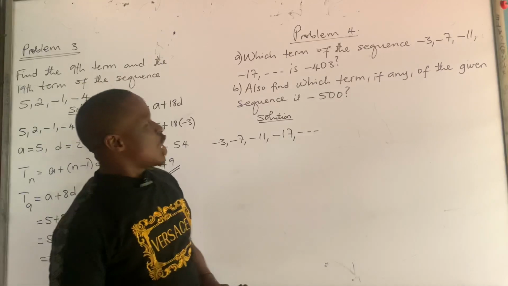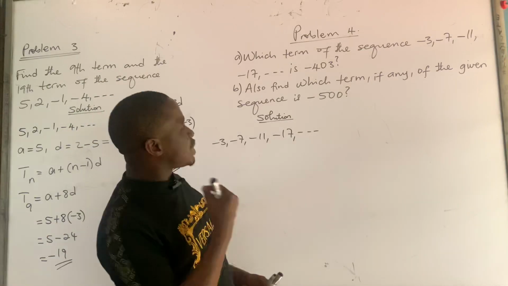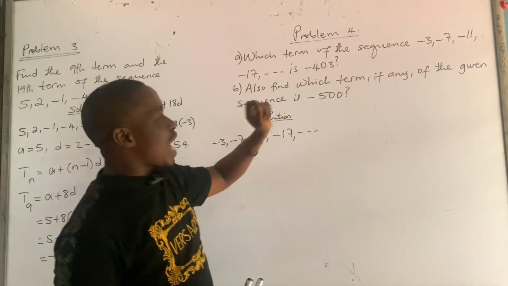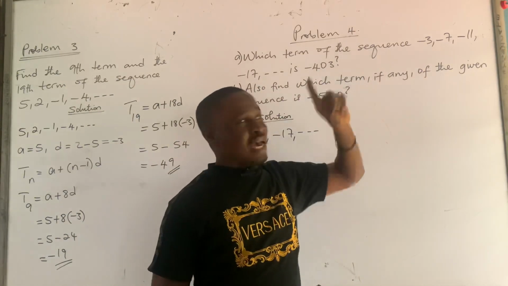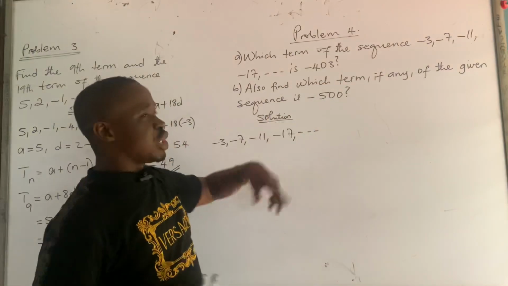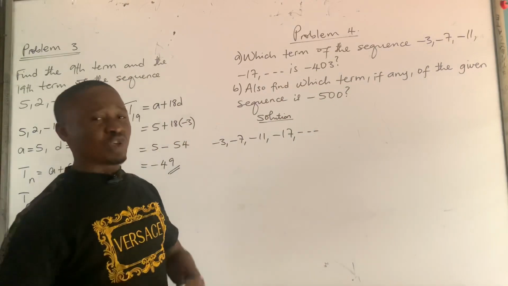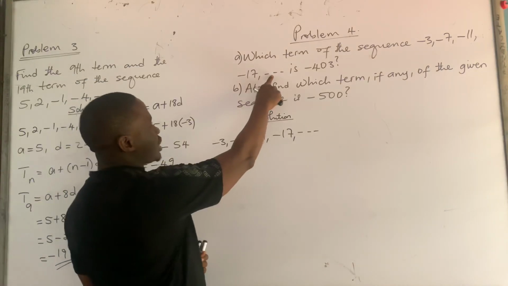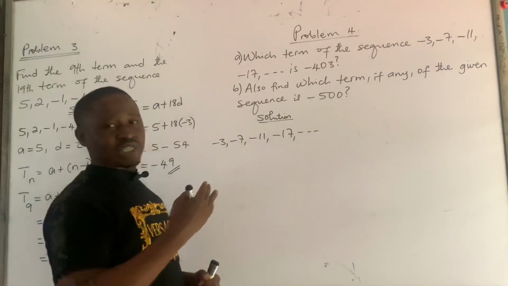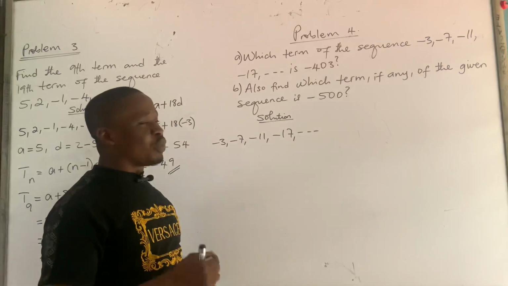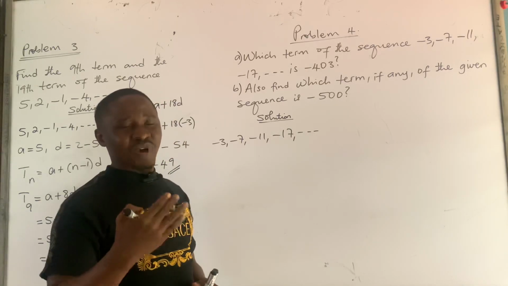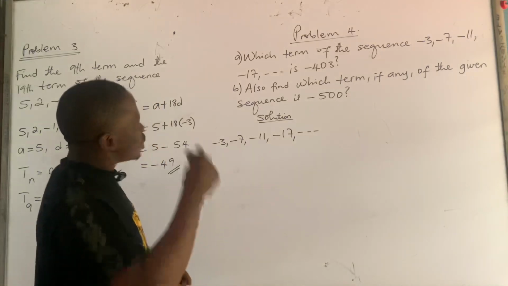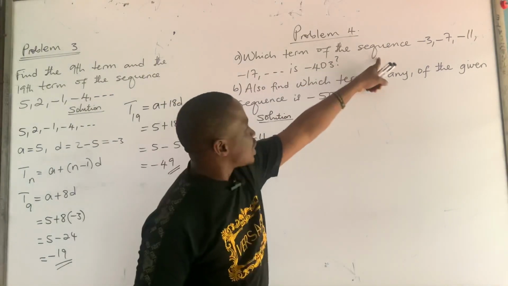What does that mean? We want to locate which position we can find minus 403 if we are able to extend this sequence. Remember, the sequence continues infinitely. The sequence does not end. That is the reason it is called an infinite sequence. An infinite sequence is one in which the last term, the last member, is not known or given. All right. So, which term of the sequence is this?